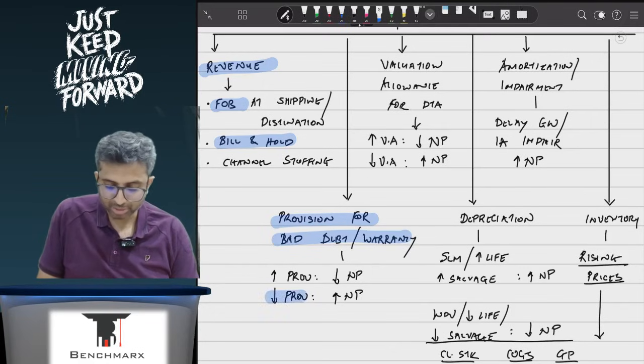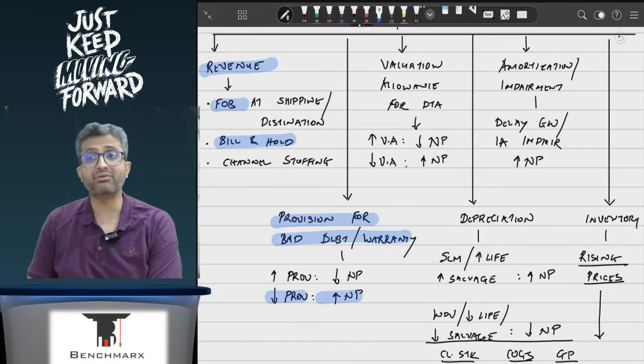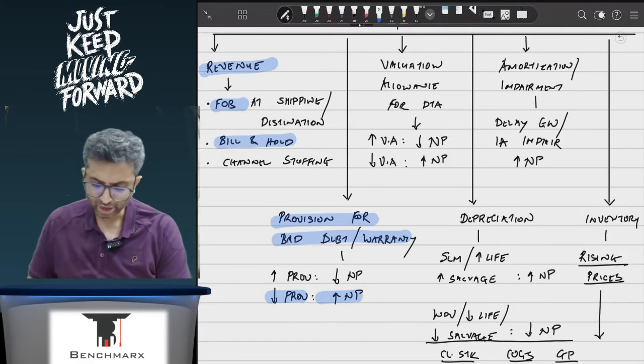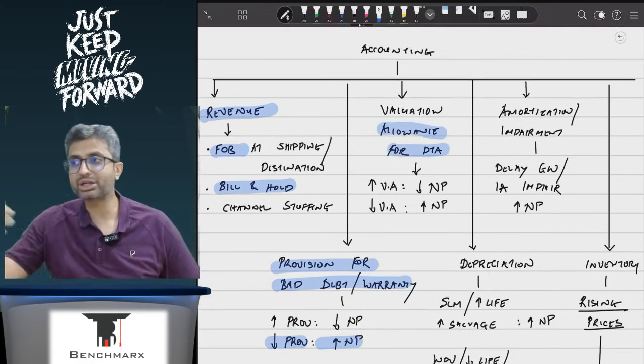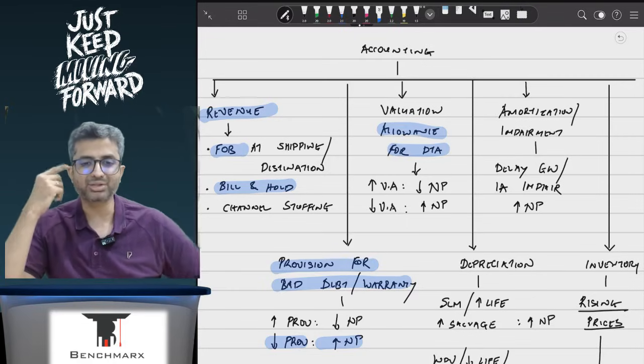If I want to increase my profit, I will either reverse or reduce my provision, as the case may be. Similarly, valuation allowance. Valuation allowance for DTA is to be created if I believe that sufficient profits will not be earned in the future years. But again, that is based on my assessment.